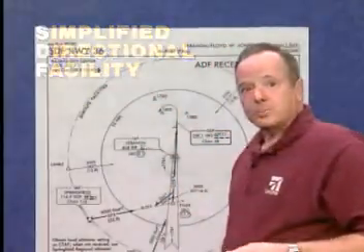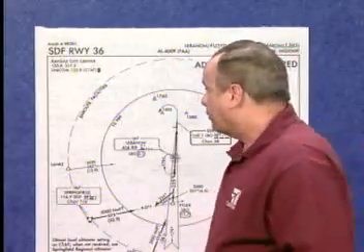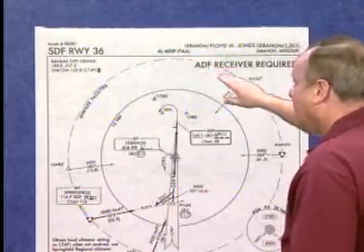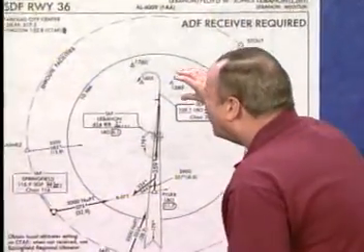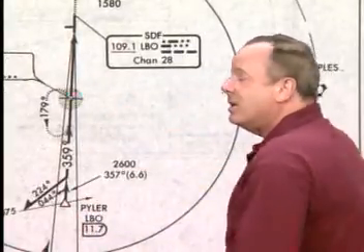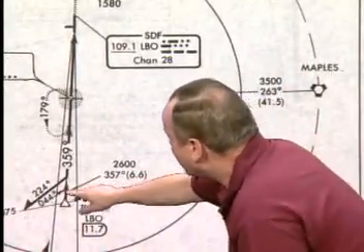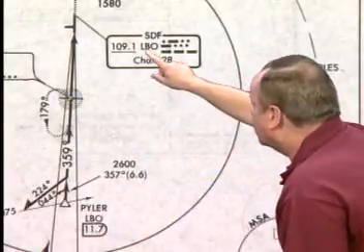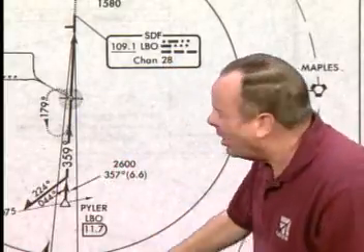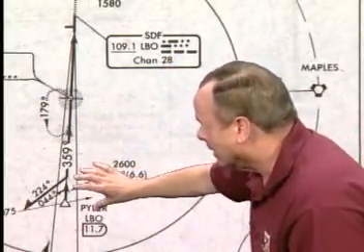Now, this particular approach plate we're looking at right here is for the SDF approach to runway 36 at Lebanon, Missouri. Now, an SDF approach uses a guidance system similar to a localizer, and that's why you see a symbol similar to a localizer here in this plan view. But notice there is no shading on either side of it. Also notice there's no I in front of the three-letter identifier. Those things let you know that this is not quite a real localizer.